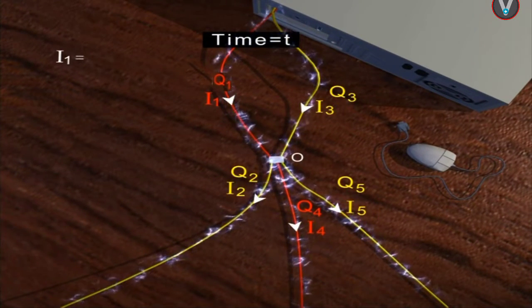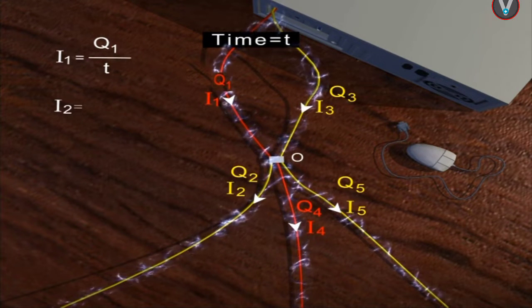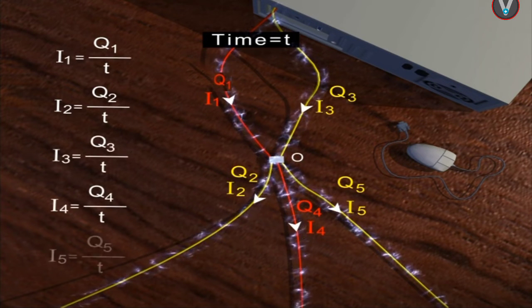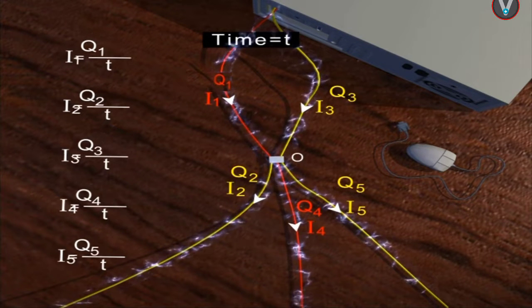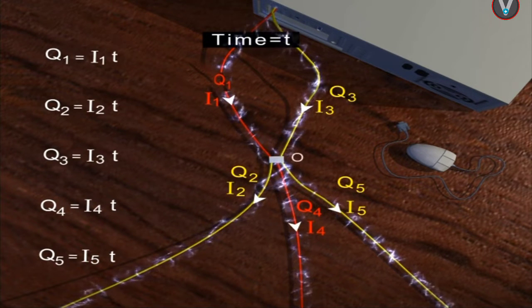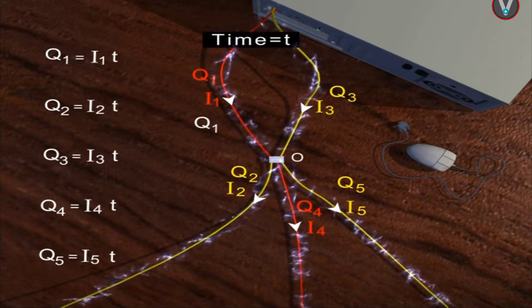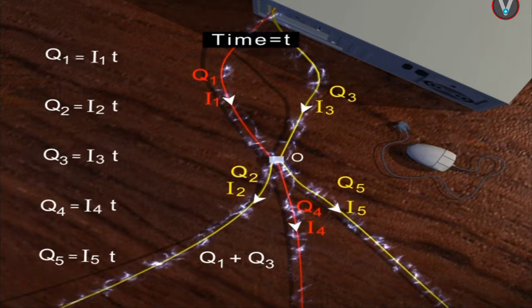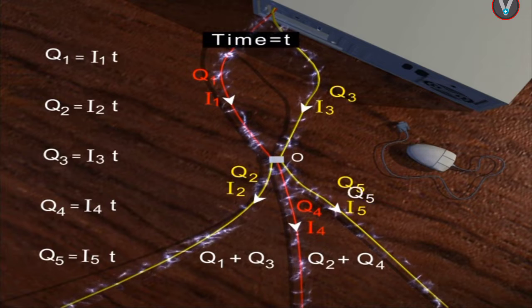So, I1 is equal to Q1 over t, I2 is equal to Q2 over t, up to I5 is equal to Q5 over t. With reference to junction O, we note that in time t, the charge approaching the junction is Q1 plus Q3, and the charge leaving the junction is Q2 plus Q4 plus Q5.